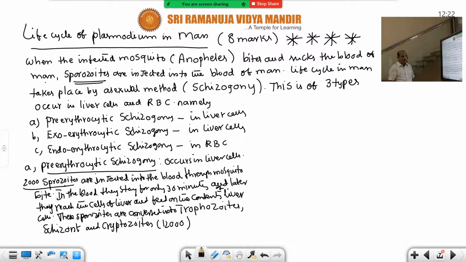Very carefully remember, 12,000 cryptozoites. You should underline these stages: trophozoite, schizont. Schizont divides by schizogony, that's why it is so called. It undergoes schizogony to produce 12,000 first generation merozoites and cryptozoites. These are also called first generation merozoites.